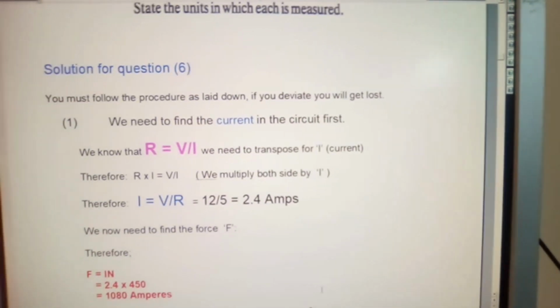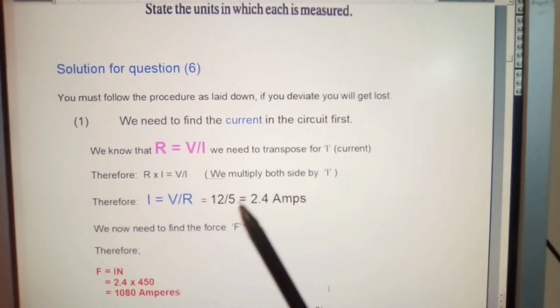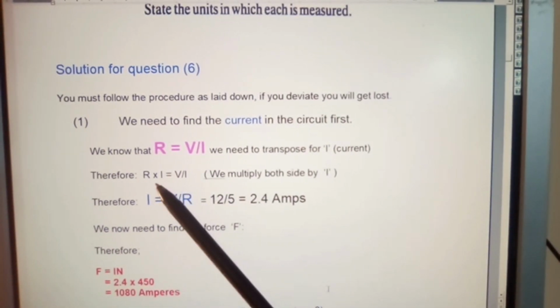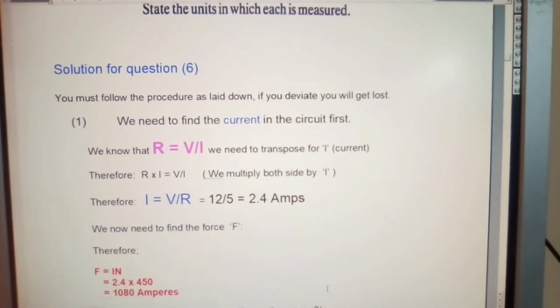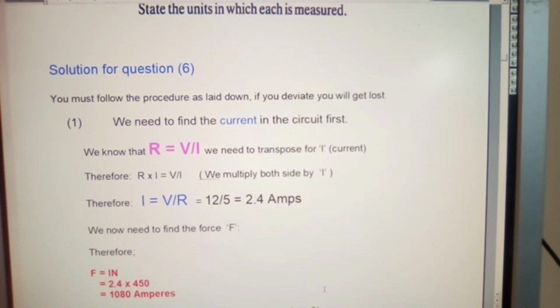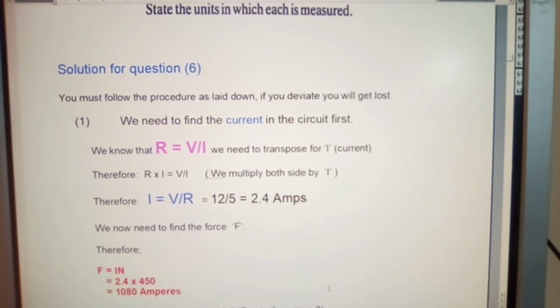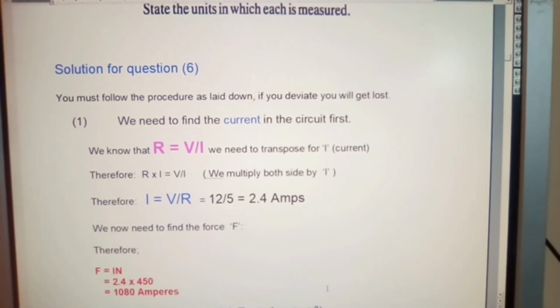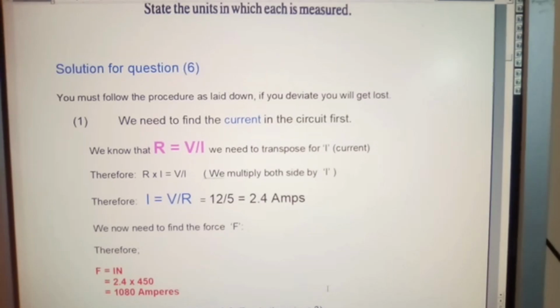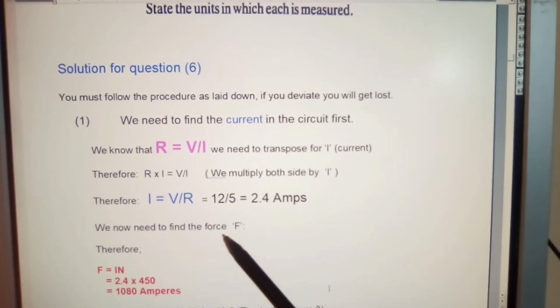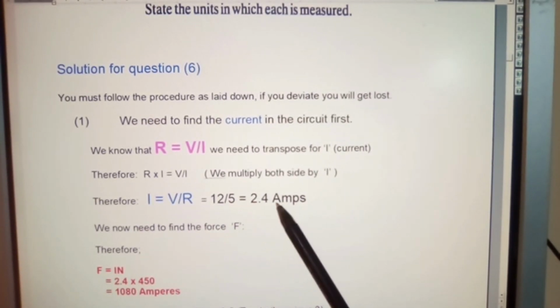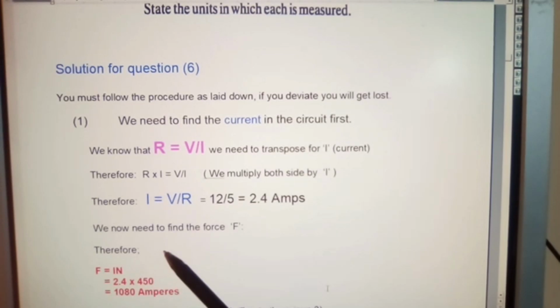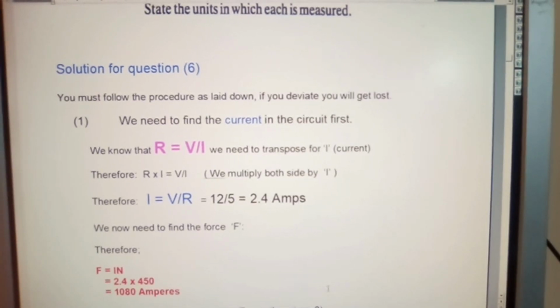Now be sure that you understand the concept of how we achieve that, okay? I equals V over R, because we want I to be the main item. Therefore, I equals V over R equals 12 over 5 equals 2.5 amps. We now need to find the force.